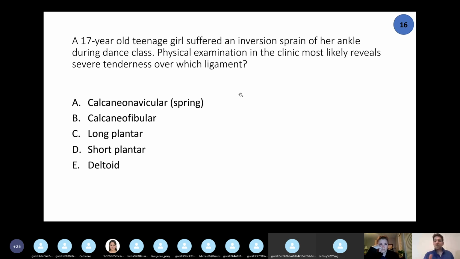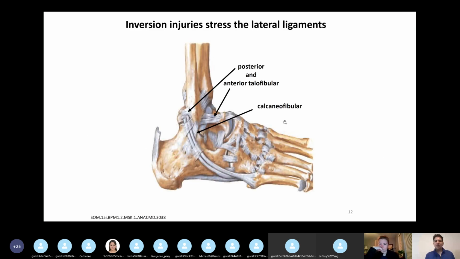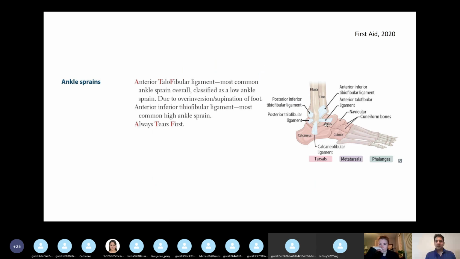Okay, so when we talk about this inversion injury, the foot turns inward, right? So you're worried about stretching of the ligaments on the lateral side. So calcaneofibular is injured, but it's important to know it's not listed here. But the most commonly torn or injured is the anterior talofibular. Make sure you know that if there's going to be an injury, anterior talofibular goes first, then calcaneofibular.